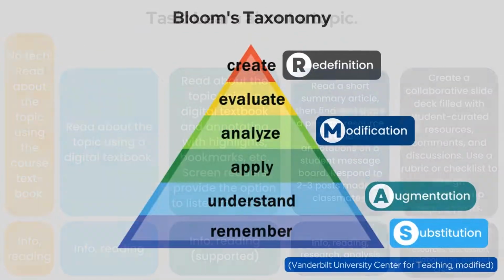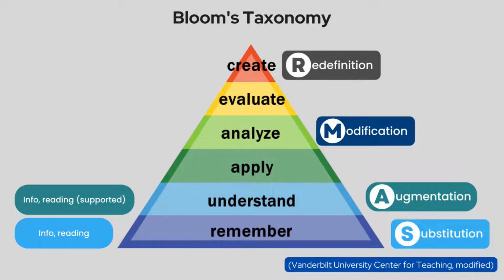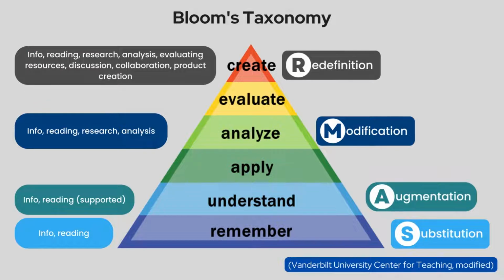product creation. We can take this a step further in comparing our goals to Bloom's taxonomy. At no tech or substitution, we're asking students to remember what they've read. With our augmentation using the digital textbook, we might be more in the understanding stage by having students annotate the reading. This also depends a bit on how we're going to ask students to show their learning. At the modification level, we're asking students to analyze their primary resource and provide commentary. And at the redefinition level, we're asking students to create and share their research. This is similar to a research paper, but a little bit less formal.